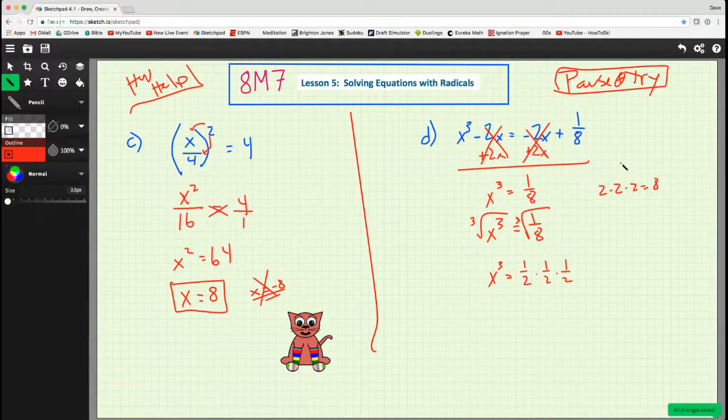If I was to find the cube root of 8, going back to lesson 4, that's 2 because 2 times 2 times 2 equals 8. So the answer is a half if I'm looking at the fraction 1/8. So x cubed is a half times a half times a half. If I take the cube root of both sides, I get x equals just 1/2.